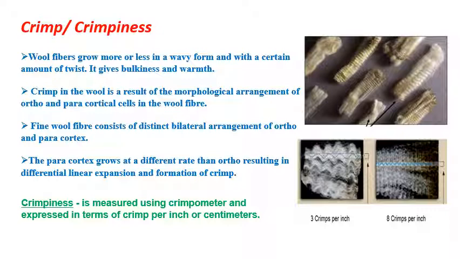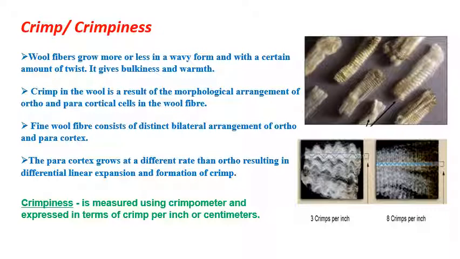Crimp in the wool is a result of the morphological arrangement of ortho and paracortical cells in the wool fiber. Fine wool fiber consists of a distinct bilateral arrangement of ortho and paracortex. And the paracortex grows at a different rate than ortho, resulting in differential linear expansion and formation of crimp. This we have discussed while studying the structure of wool fiber.